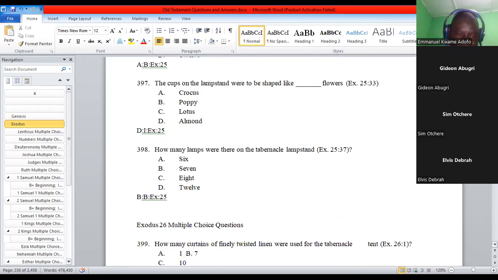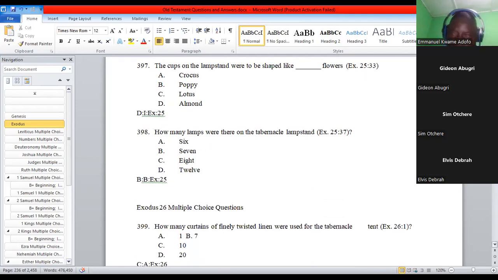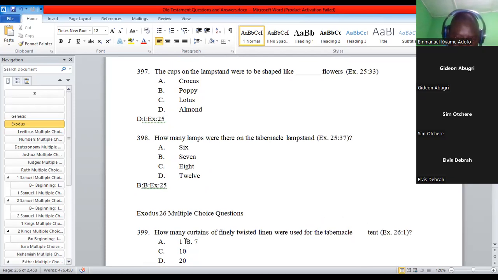Chapter 26. How many curtains of finely twisted linen were used for the tabernacle tent? Ten. You said ten. Are you sure it's ten? Read it well.